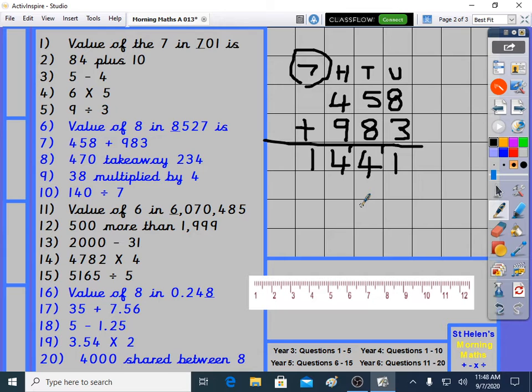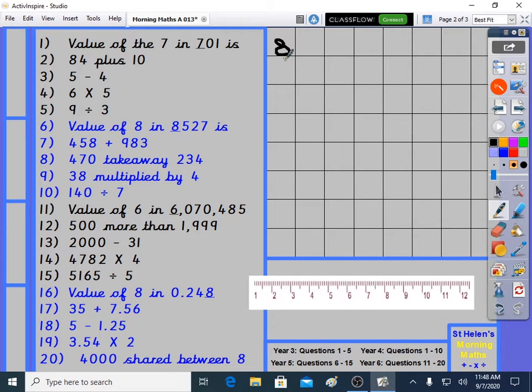1,441 we get for our answer. And let's go on to question 8. 470 take away 234. Okay, units, tens, hundreds.